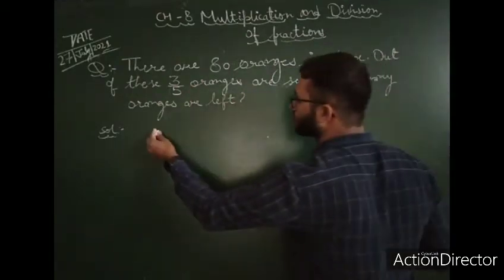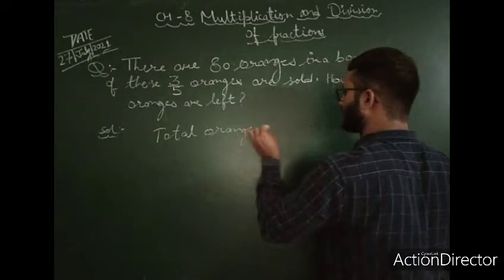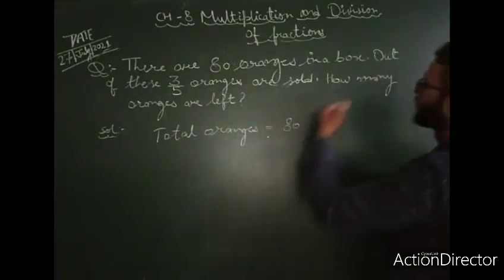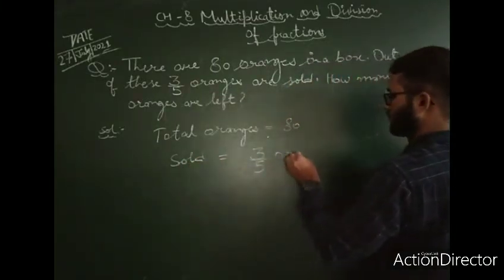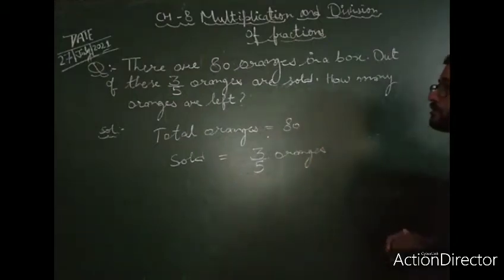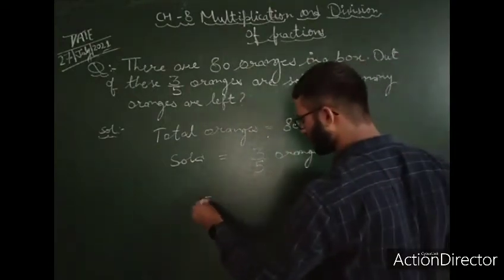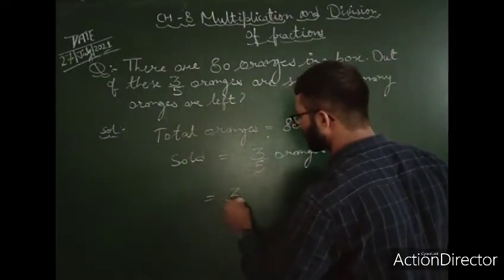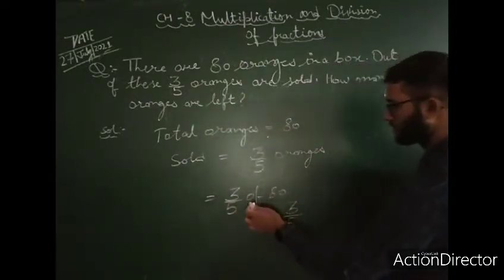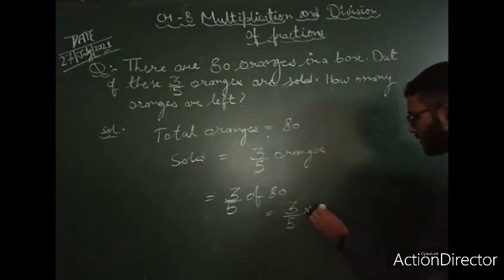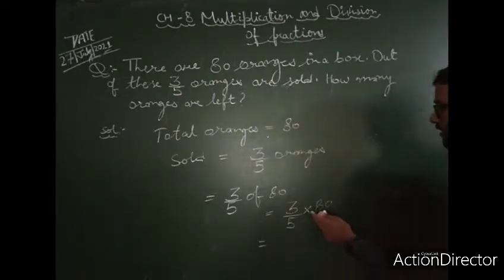So first we write the given values here. So here we write total oranges is equal to 80, right? And number of sold oranges is equal to 3 upon 5 oranges. So now you all know that here first we find the 3 upon 5 of 80. So here we write 3 upon 5 of 80 is equal to 3 upon 5. Here this "of" is replaced by the multiplication symbol, and here we write 80. Now this 3 upon 5 is multiplied by 80.